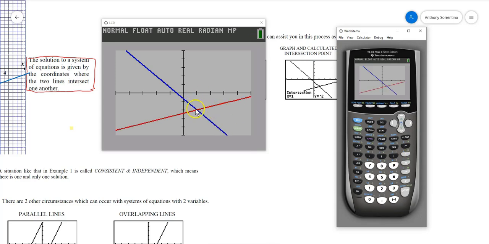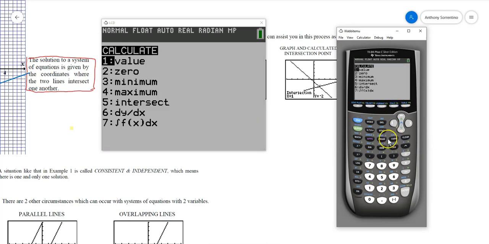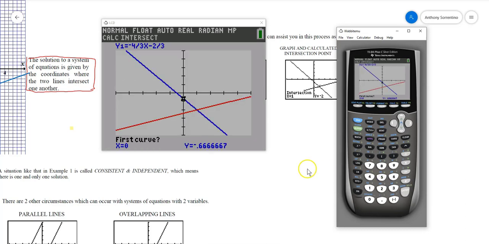It looks like (1, -2) is the right answer. I can verify that by going to my calculate menu. And like I had done in the problems prior in this course, I can find where these two graphs intersect each other. Now with lines, it's pretty easy because they should intersect at one point if they do intersect at all. So I'm just going to choose the line, choose the line.